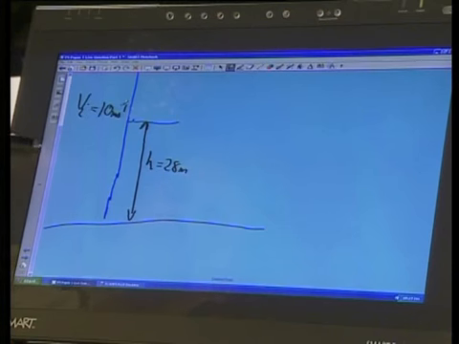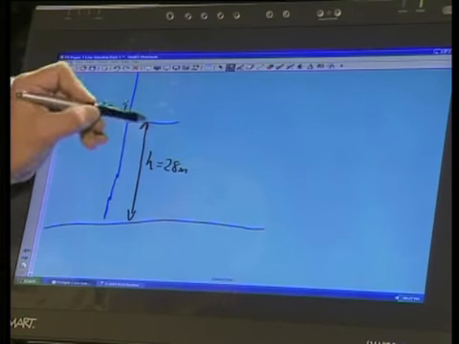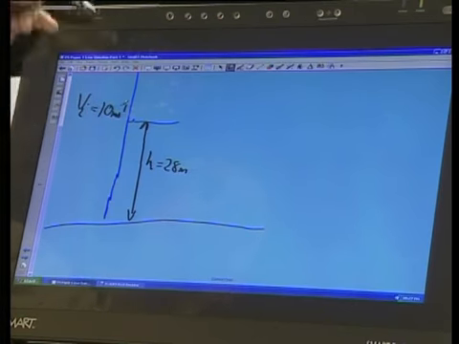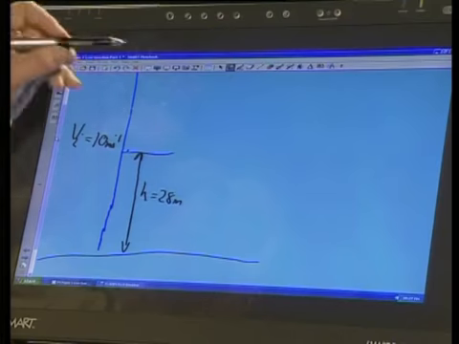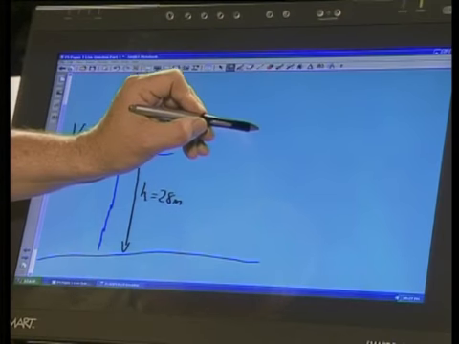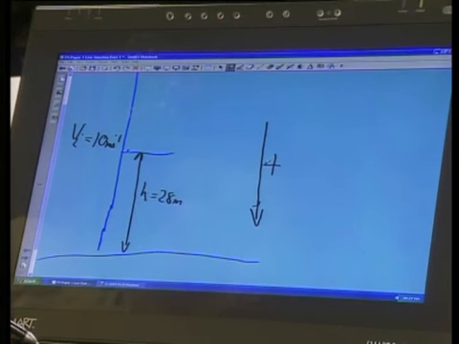Yes. Okay, so we're told this lift is initially at a height of 28 meters above the ground. It's moving downwards at 10 meters per second. And that reminds me, I need to tell you what the direction is. Let's make the downward direction positive. Okay. Hasha, is that okay?